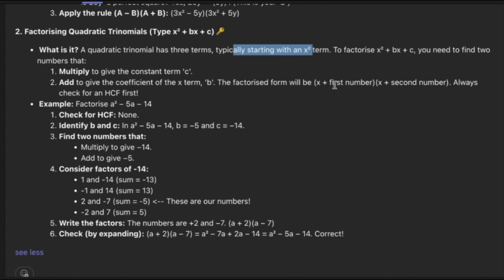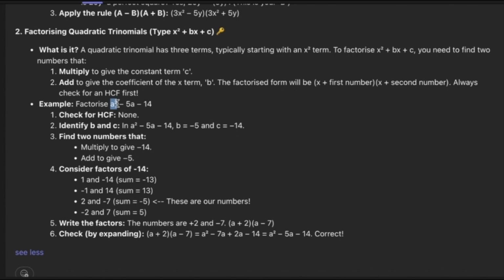And to factorize these, we need to find two numbers that, if we times those numbers together, we get the number at the end, c. And if we add those same two numbers together that multiply to give us c, it's going to add up to the number in the middle. And we always need to remember to look for our highest common factor first.